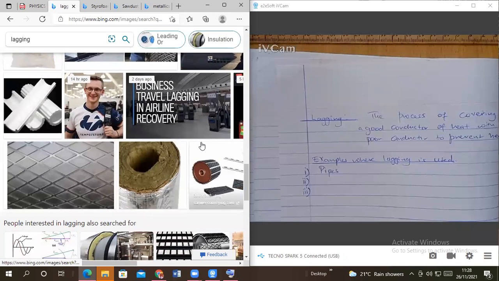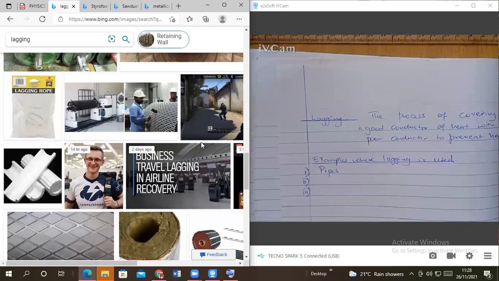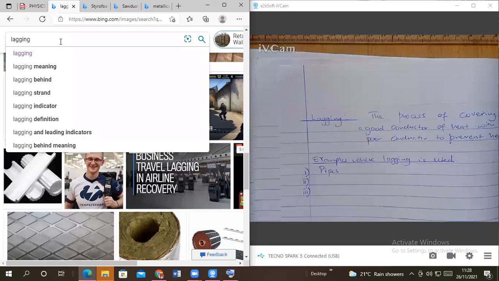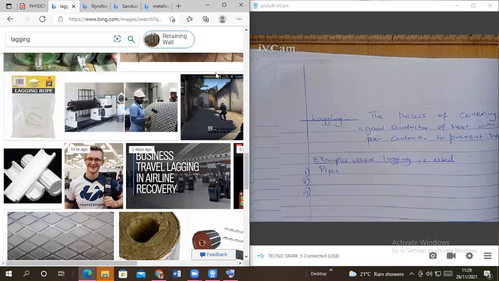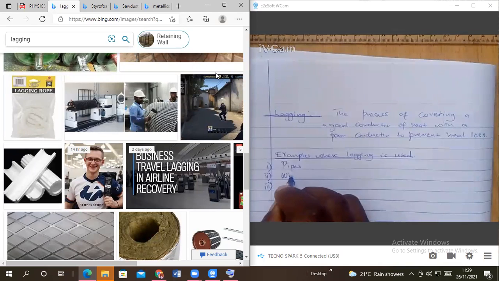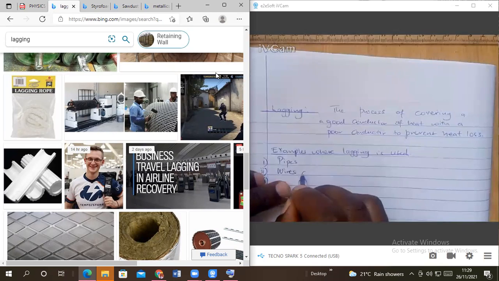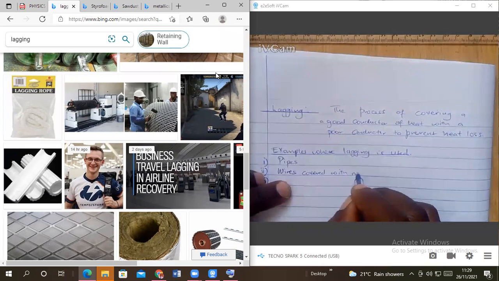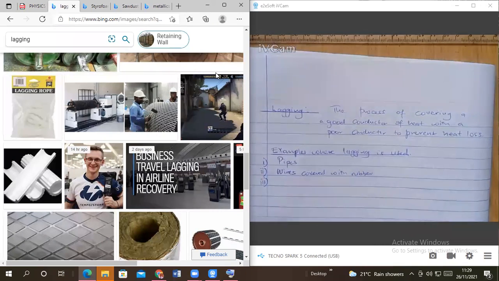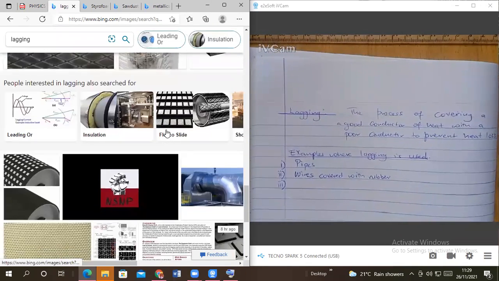Teacher, what if you say the rubber used to cover the electric wire? The rubber used to cover the what? The naked wire. So you can say electric wires covered with rubber. That's very good.